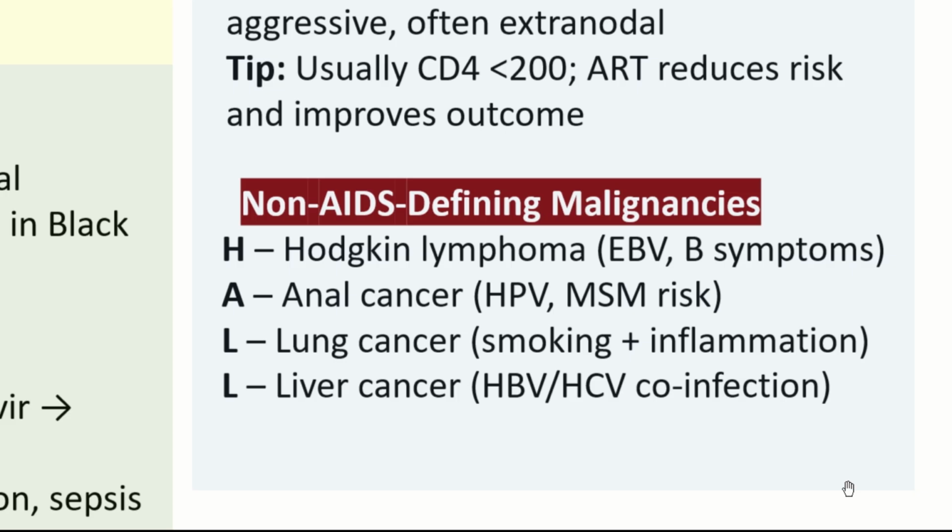Then we have non-AIDS-defining malignancies that are also common in HIV, and that is Hodgkin's lymphoma, associated with Epstein-Barr virus, and it's going to present with B symptoms. We have anal cancer in men who have sex with men. Then we have lung cancer as well as liver cancer.